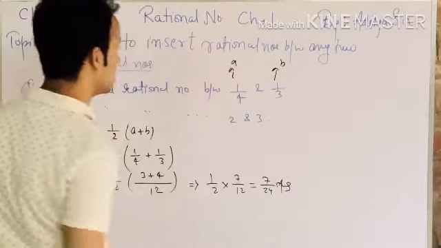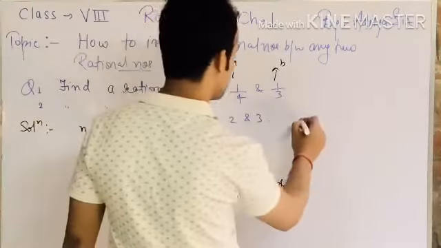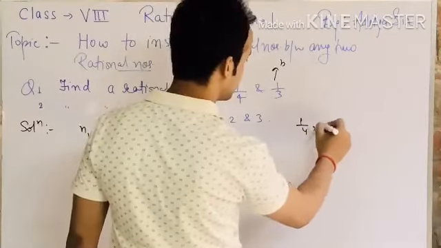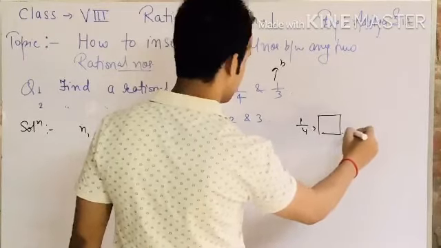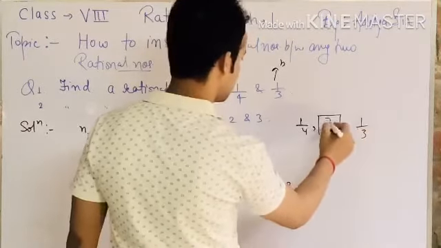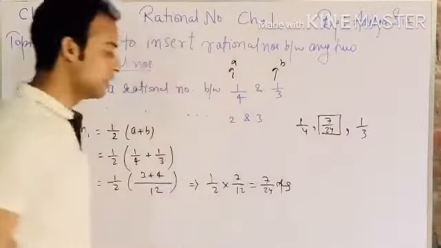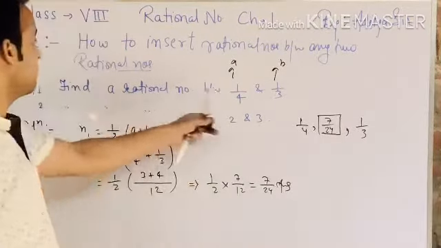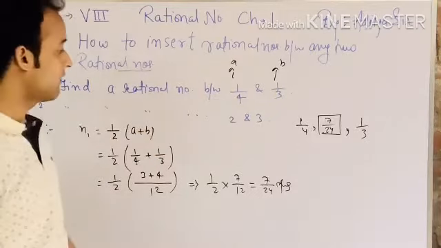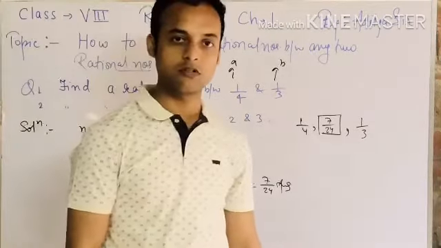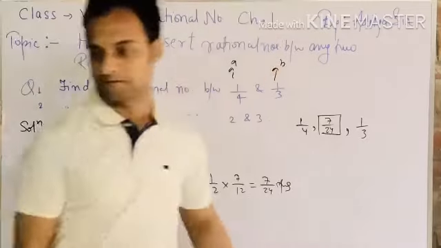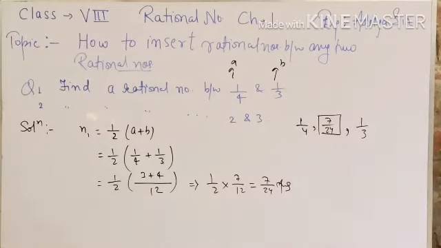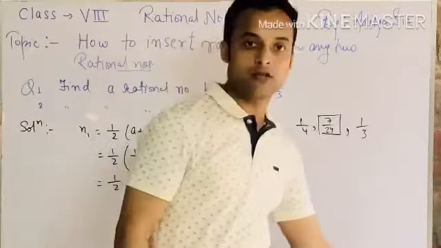This is the answer. So you can say that between 1 by 4 and 1 by 3, the middle number is 7 by 24. This is your answer for question number 1, that is to find the rational number between 1 by 4 and 1 by 3. You just go through these questions once, okay? Now, come to the next question.